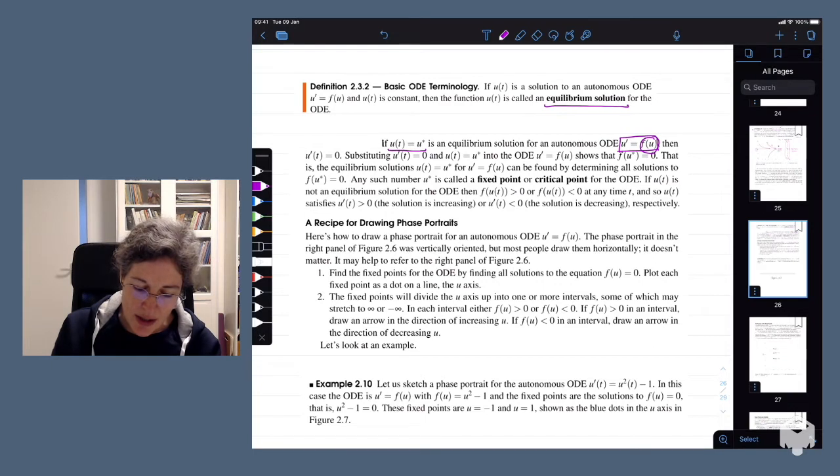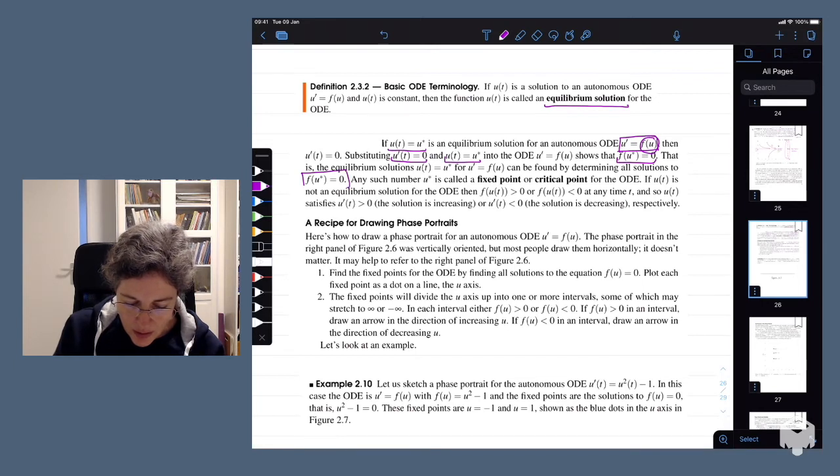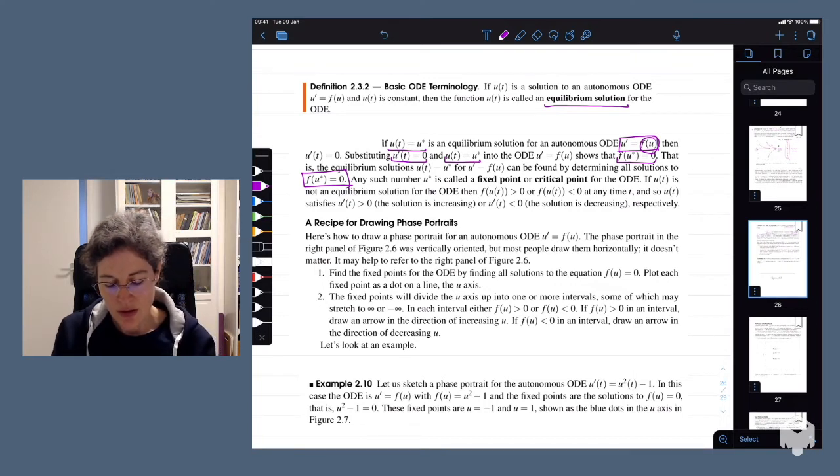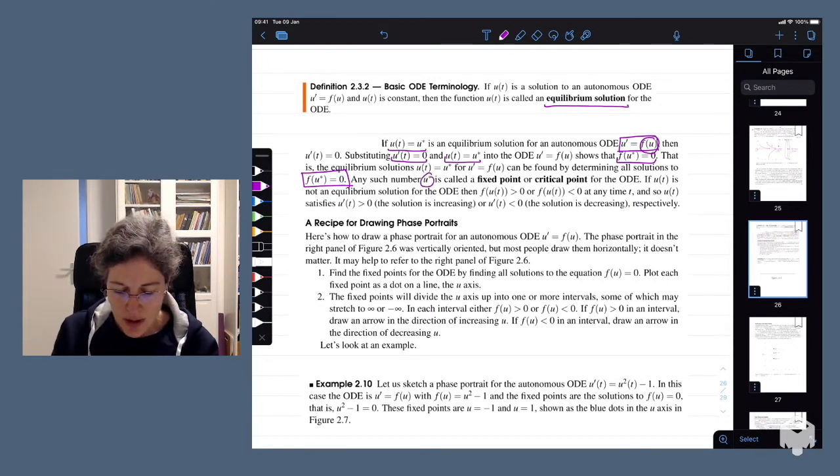And this gives us a way, so if we substitute the derivative equal to 0 and the function itself equal to a constant into the ODE, we can see that f at our equilibrium solution is 0. What does this give us? This tells us that if you want to find the equilibrium solutions, you just look at the solutions to f of u star equal to 0. These u stars are called fixed points or critical points for the ODE.